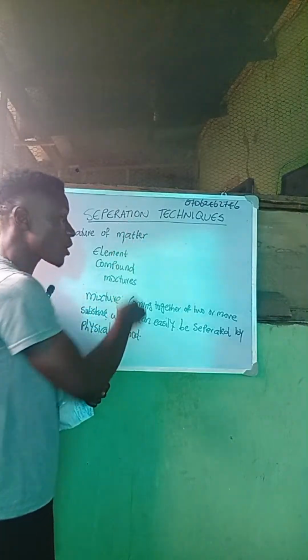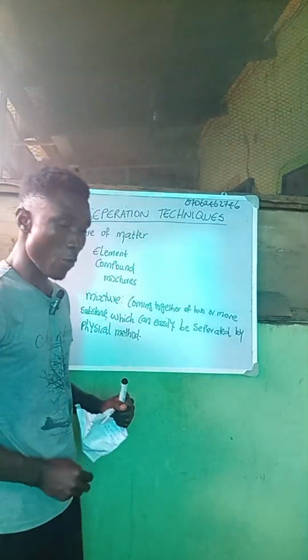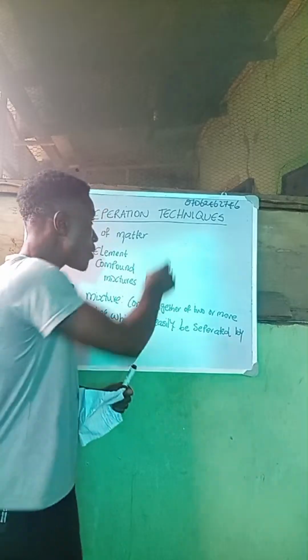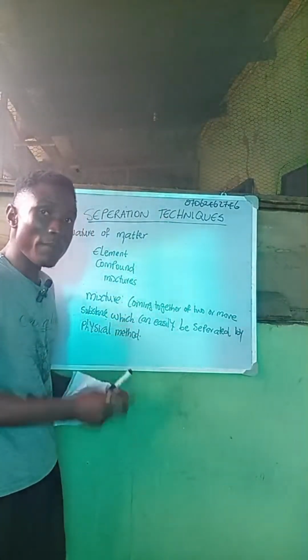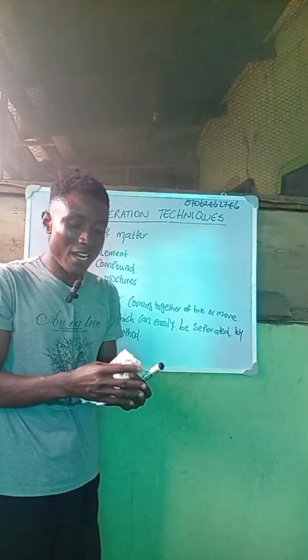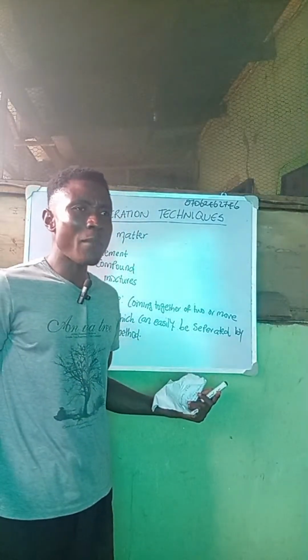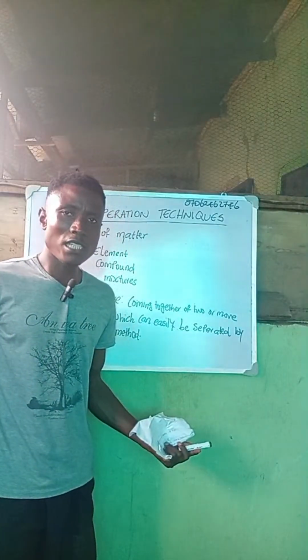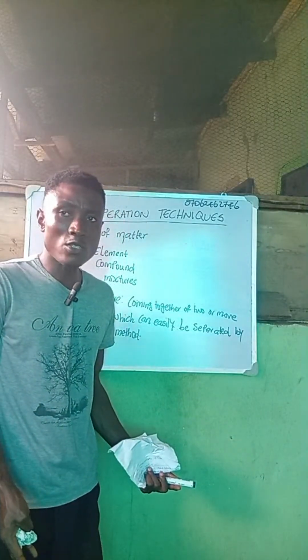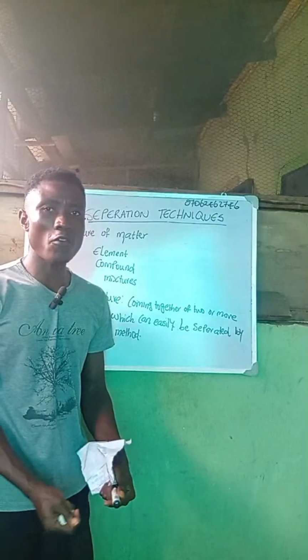So we are going to be talking about the separation technique right away. Separation technique: how can we separate these mixtures? What are the various ways? If I carry my ethanol, for example, and I put it inside water, how can I remove my ethanol from the water since it's going to mix? Right, it's going to mix. How can I separate my ethanol from my water?